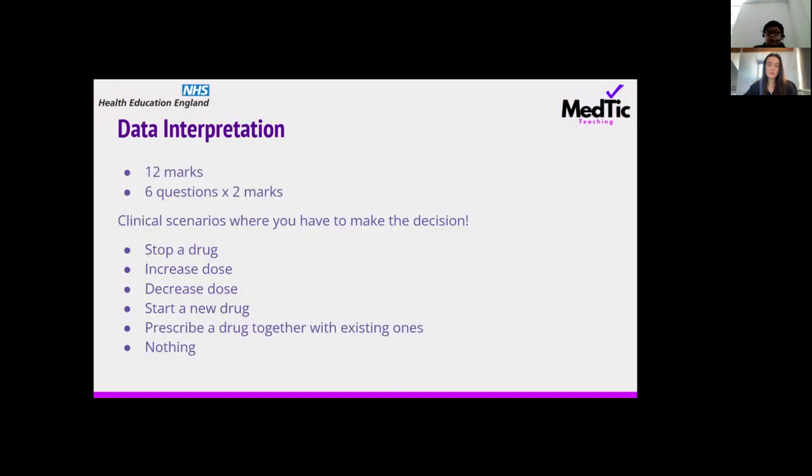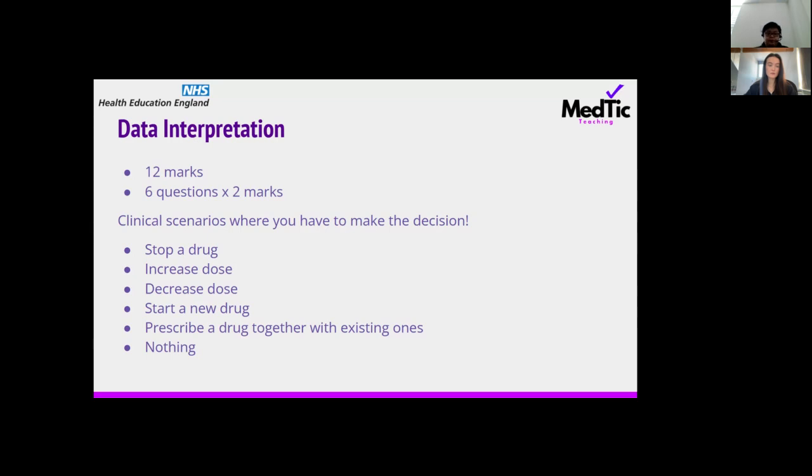In data interpretation, it's 6 questions in total for the exam, each question worth 2 marks, which will give a grand total of 12 marks. In these questions, you'll be given a set of data in aspects of a clinical scenario that you yourself will have to take the lead on, making the decision based on the clinical situation and the investigation results that they choose to provide to you.